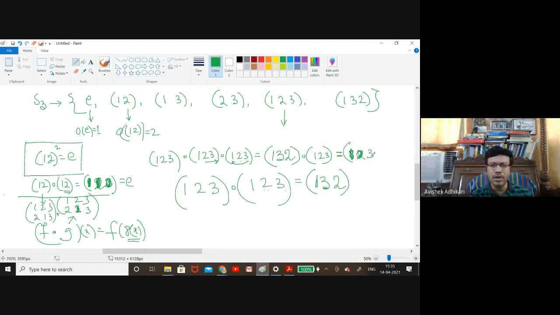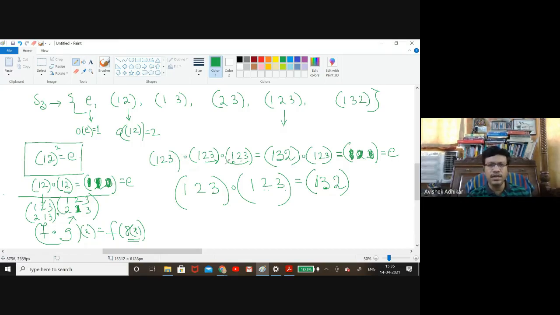So it's already 1 empty there. So 3 goes to 1 here, and then 1 goes to 3 here. That means 3 is also fixed. I do not need to write anything. That means E. What do you get? (1 2 3) whole cube equals E.